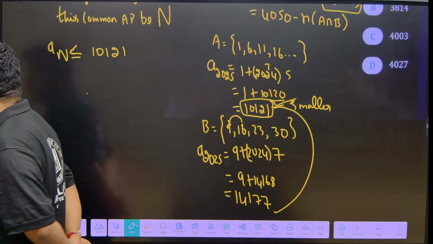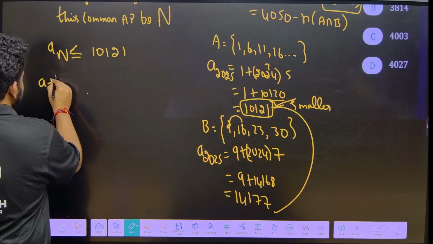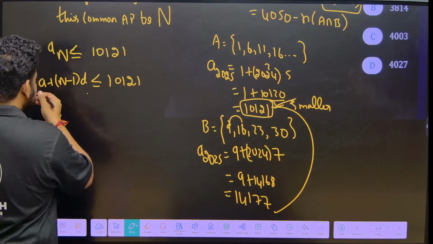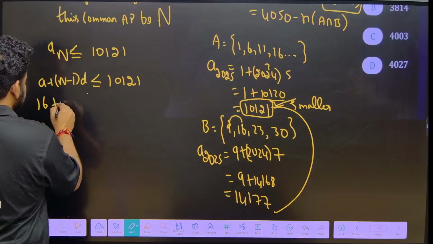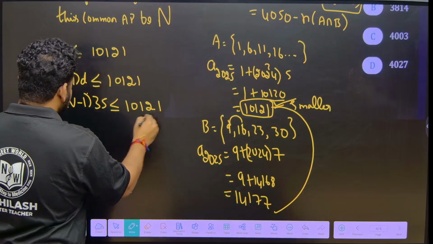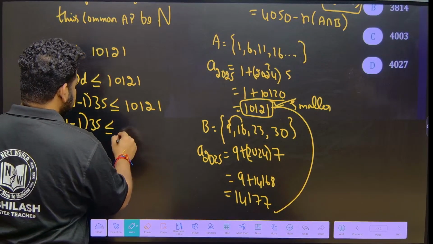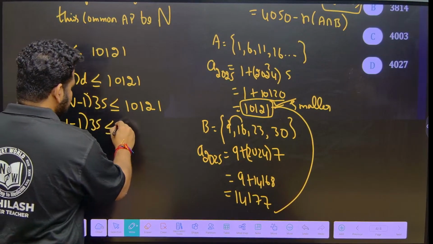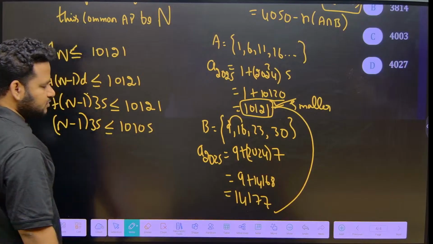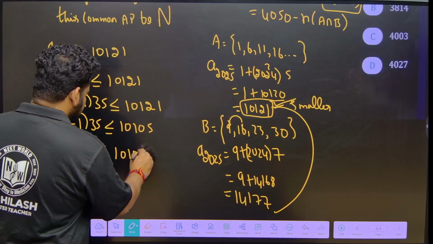Now this will become what? AN is less than or equal to 10121. So AN is nothing but A plus capital N minus 1 into D is less than or equal to 10121. Now A is what? We got 16 here. N minus 1 into D is 35 for this common AP. So N minus 1 into 35 is less than or equal to 10121 minus 16. 121 minus 16 is 105. Now N minus 1 is less than or equal to 10105 divided by 35.